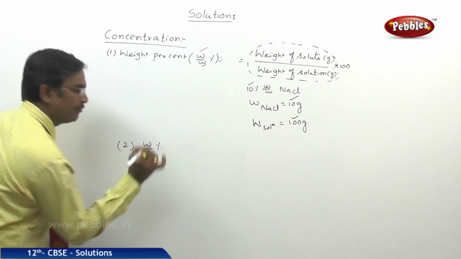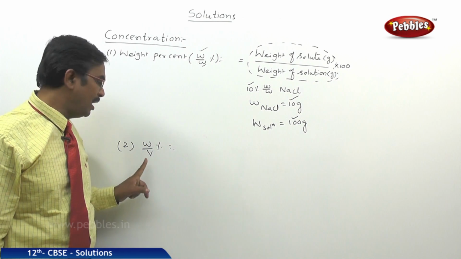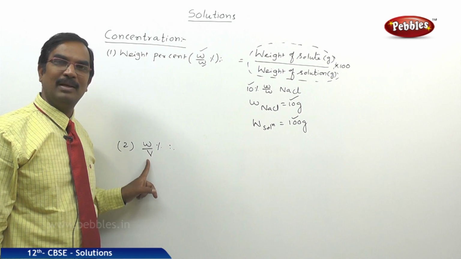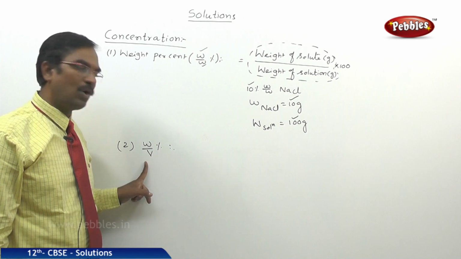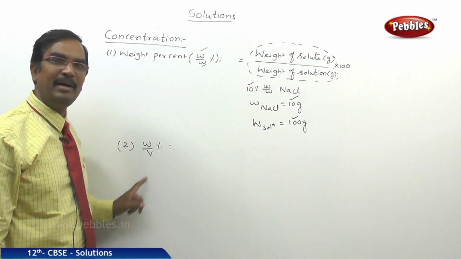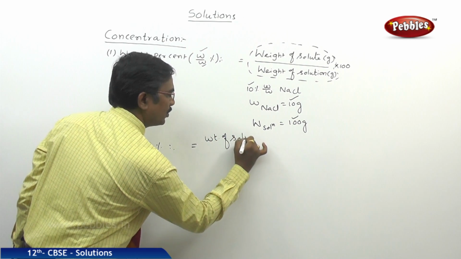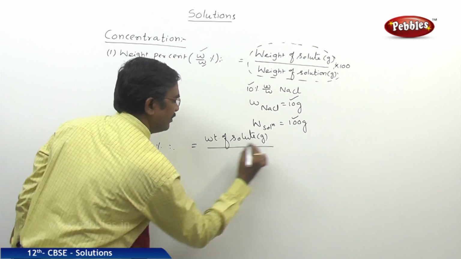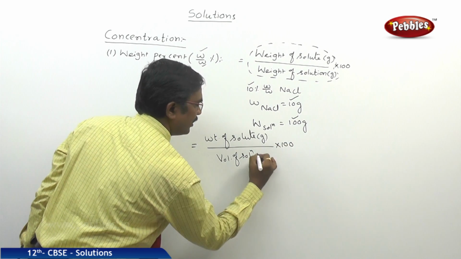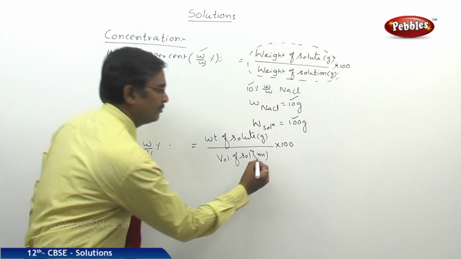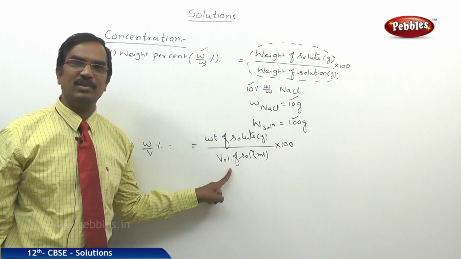weight by volume percent. Here also, the weight of the solute in grams present in 100 ml of the solution is called weight by volume percent. As per definition, weight of solute in grams divided by volume of solution in ml into 100. So this is the weight of the solute in grams present in 100 ml of the solution.